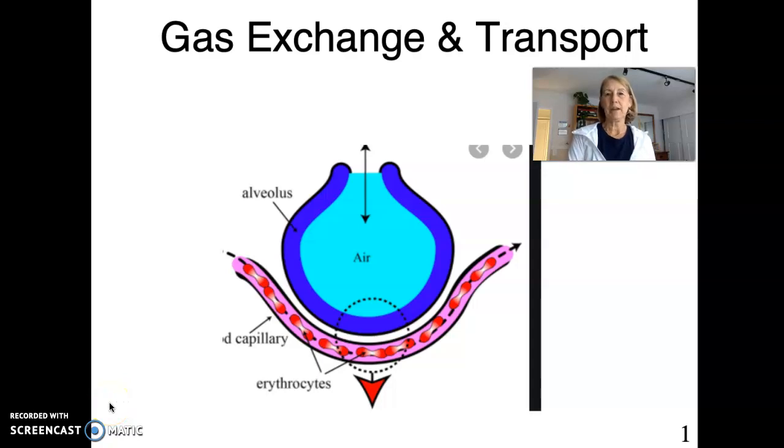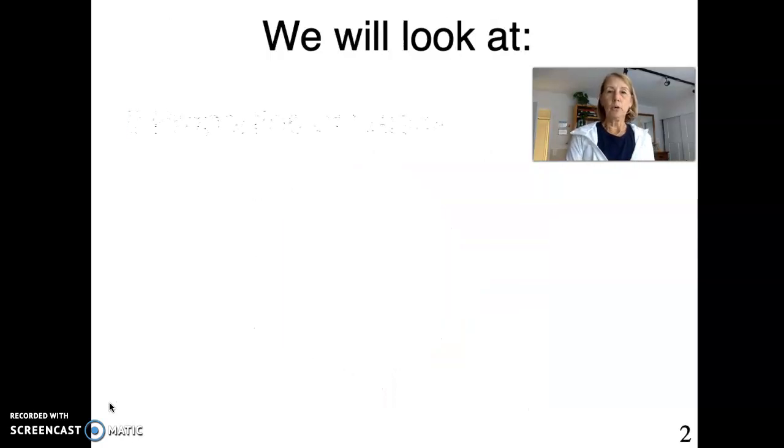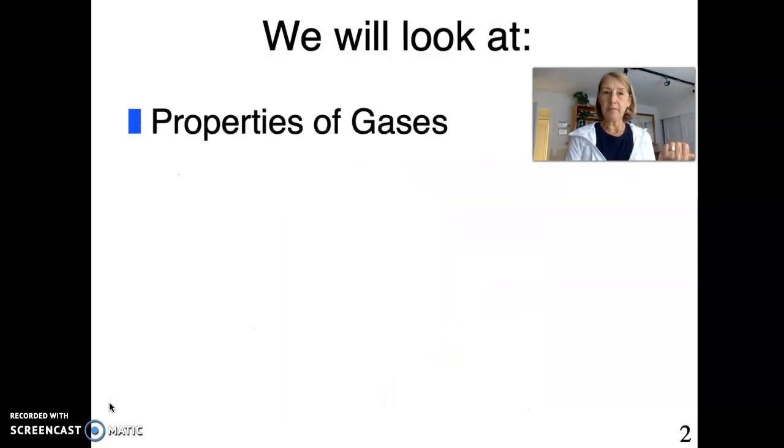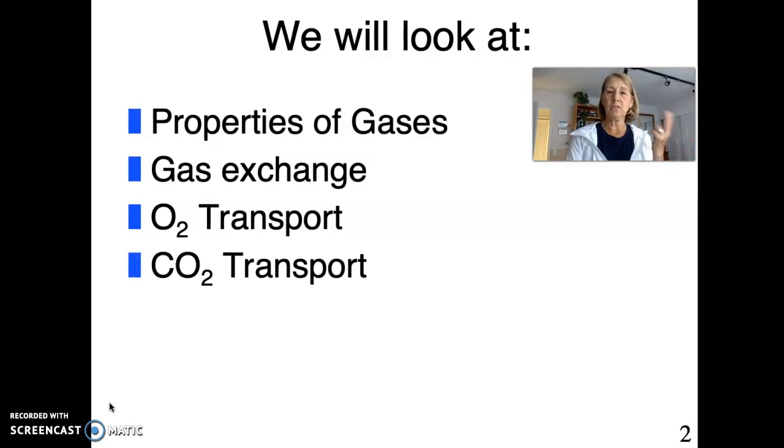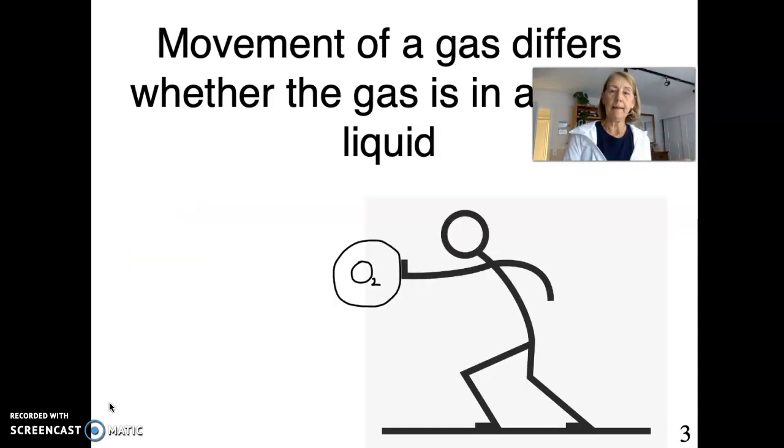Hi, you guys. We're going to start out in respiratory by looking at gas exchange and transport. That's really important as to how oxygen gets to where it needs to get in the body, more so than the anatomy of the system, which you can get in an external video. So we're going to be looking at the property of gases, gas exchange, how it goes from place to place, how you transport oxygen, how you transport CO2, because you do it actually in quite a different way.